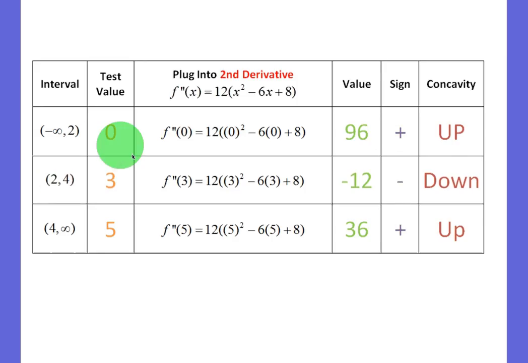The second interval is from 2 to 4. We can plug in 3 into the second derivative. We get negative 12 back, which means it's going to be concave down on that interval. Next, we're going to plug in 5 into the second derivative for the interval 4 to infinity. We get a positive number back, so it's going to be concave up on that interval. We can see some change in concavity here, so we need to check for inflection points by making an additional column to check for inflection points at 2 and 4.